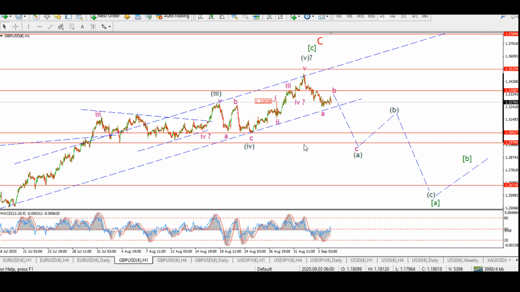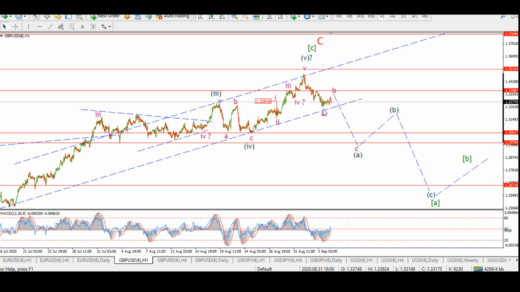The hourly chart. Here's how I have been counting this rolling high: a series of wave 3 tops and wave 4 corrections, wave 3 top, wave 4 correction, and then wave 5.